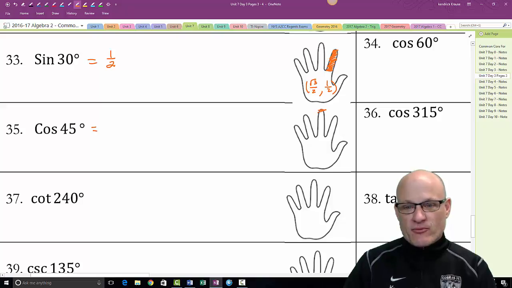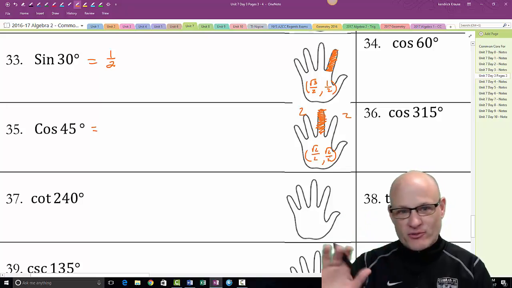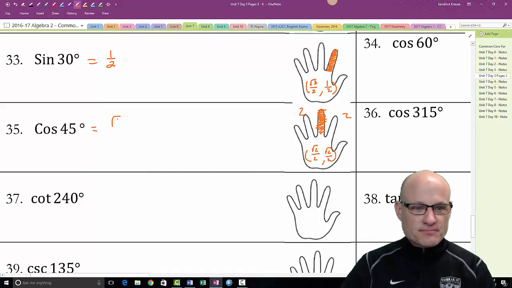Square root 45 is the middle finger. So on this one, you know that both of these are 2's. So they're both square root of 2's over 2's. As soon as you start seeing all the 45's, you know it's going to be square root of 2 over 2, unless it's tangent. So square root of 2 over 2.